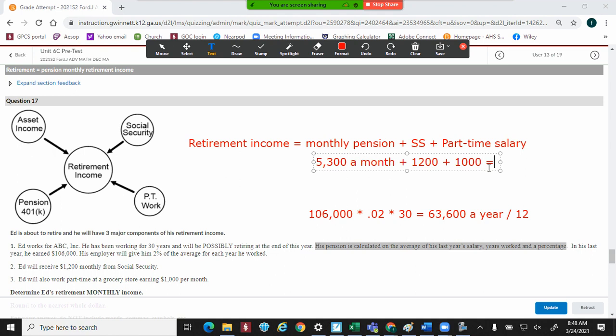So, what is his new retirement income with these three components? I'm just going to add them all up. He's going to be making $7,500 a month. So, you just take each component, add them up. That's it.